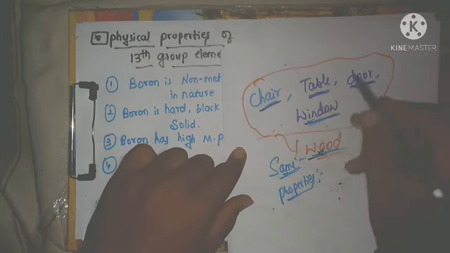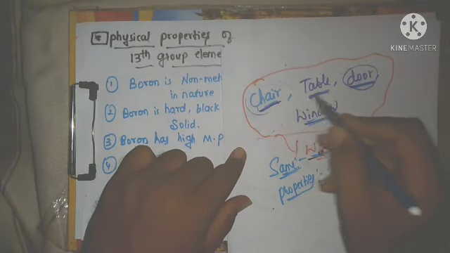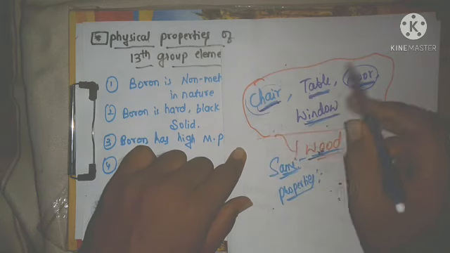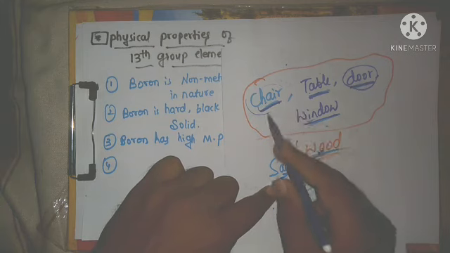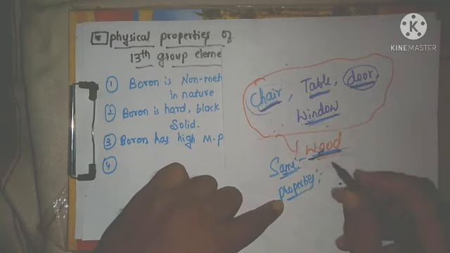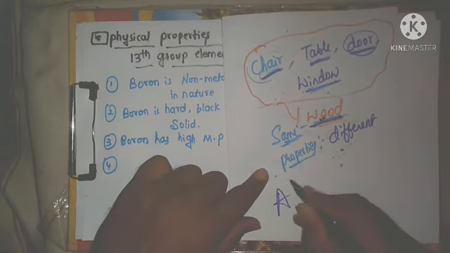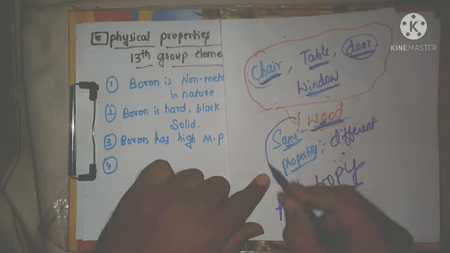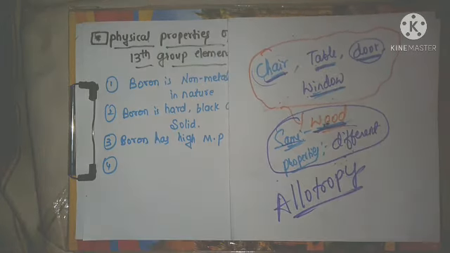In place of door, you can use chair? No. In place of chair, you can use window? No. The properties of chair are different, properties of table are different, properties of door are different, properties of window are different. Even though all are made up of same material wood, the properties are different. That is called allotropy. Made up of same element, but the properties are different. That is called as what? Allotropy.